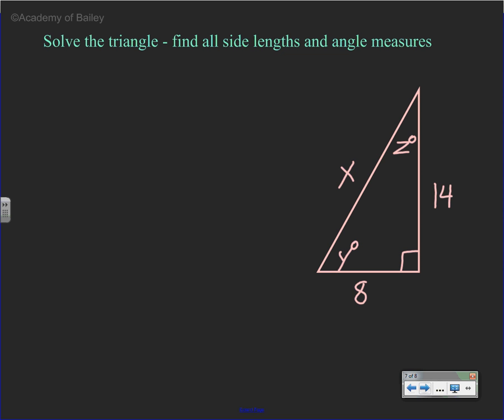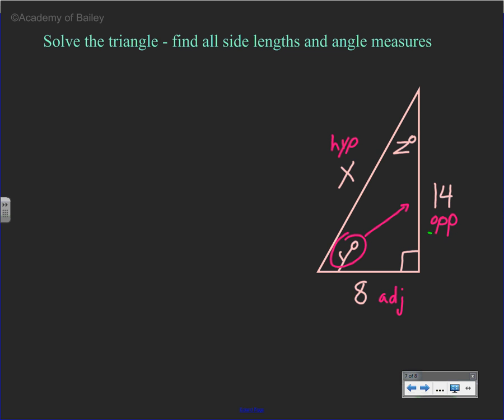One more. Go ahead and try this one on your own. I will work this one out quickly, and you can see if your answers match mine. Go ahead and pause the video. Label the hypotenuse. Here's the hypotenuse. Let's solve for y. So 14 is opposite. 8 is adjacent. You could have solved for z, and you still would have gotten the same answer.